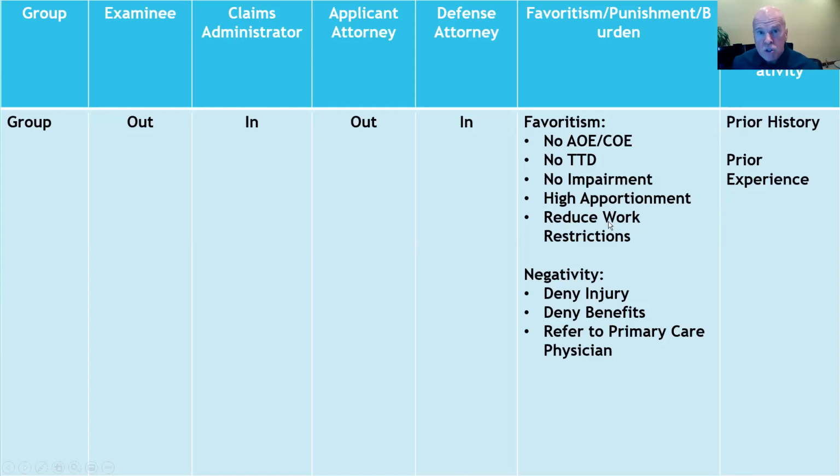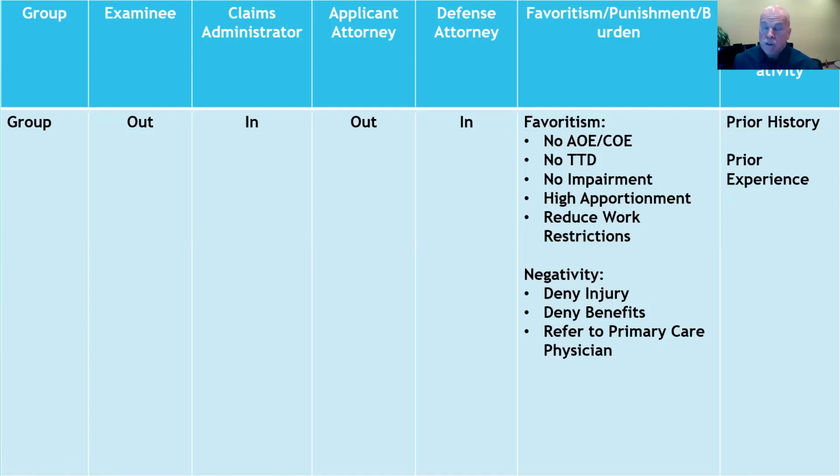You might reduce the work restrictions to the point that the injured worker has to go back to work, either in the usual and customary duties or something very close to those, to force them back to work, all of which provides for favoritism to the payer of the claim, the claims administrator. On the other hand, the negativity would be directed toward the examinee and the applicant attorney, where you would deny injury. In other words, there's no benefits being delivered whatsoever.